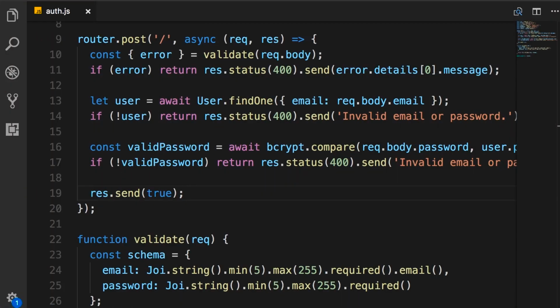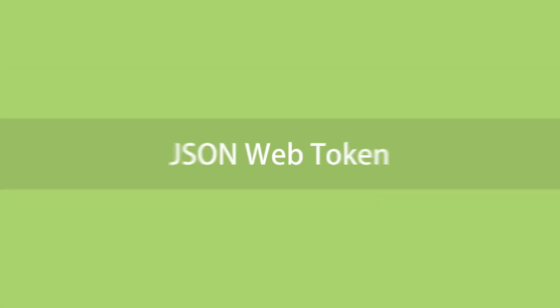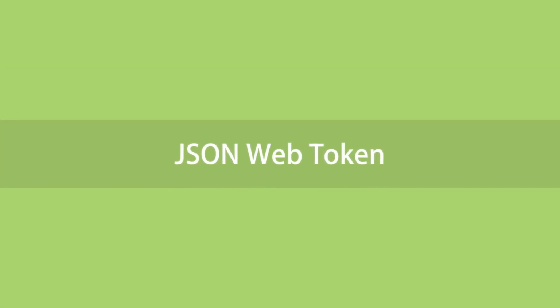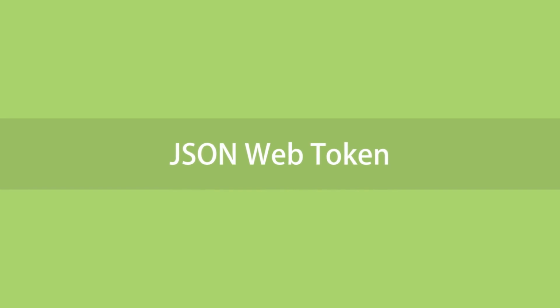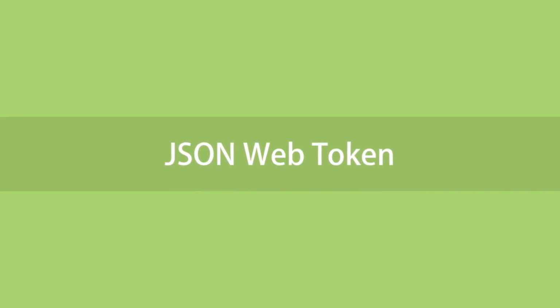So we have an endpoint for authenticating users. Now we need to modify the response here. And instead of returning a true value, we need to return a JSON Web Token. A JSON Web Token is basically a long string that identifies a user.